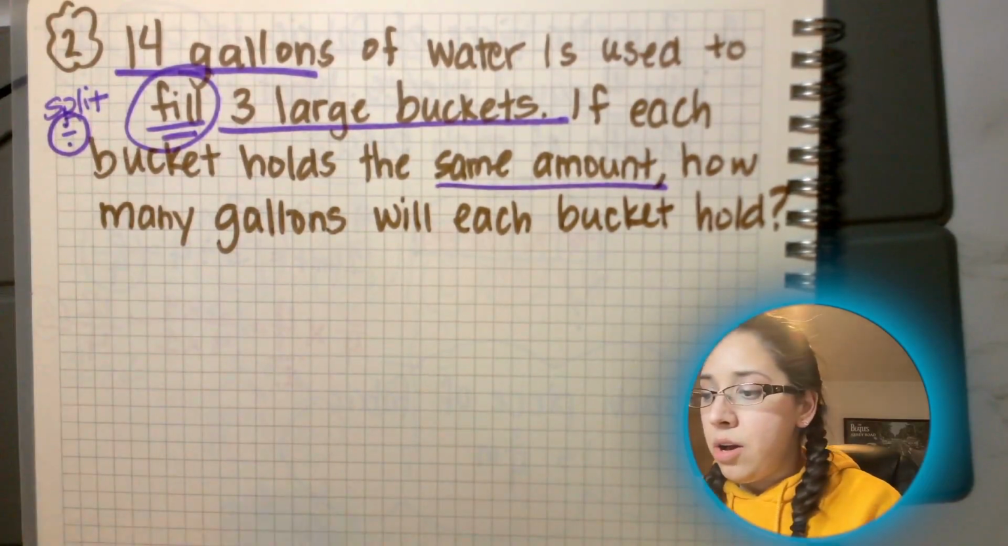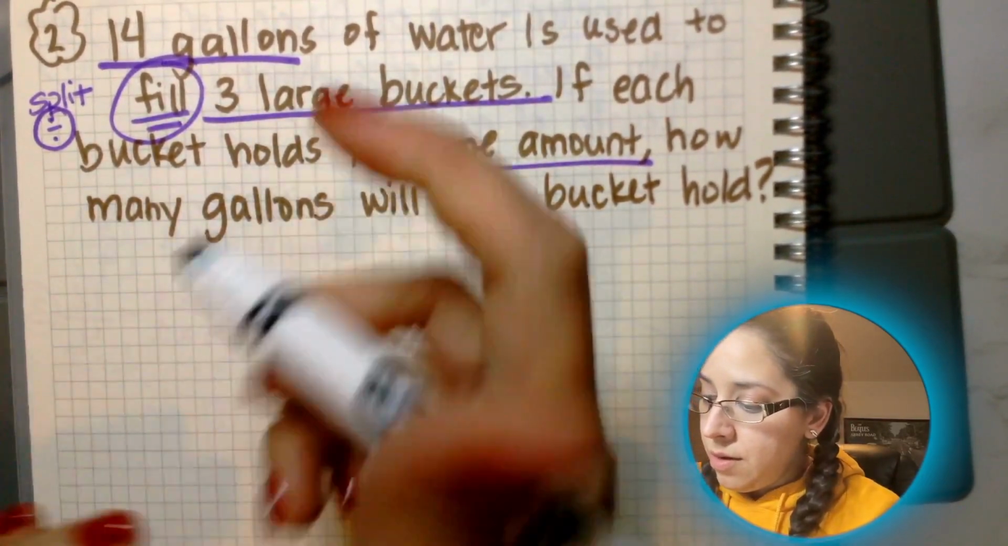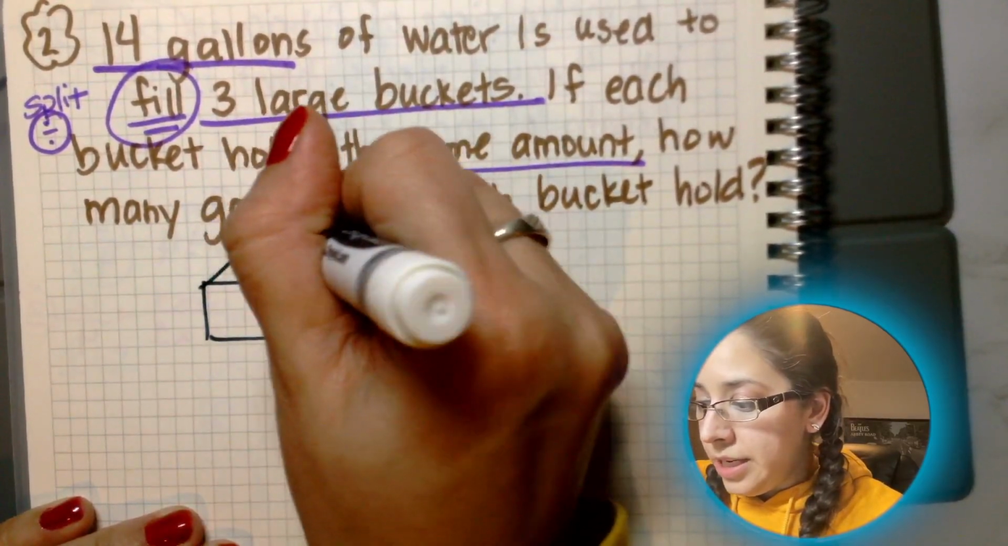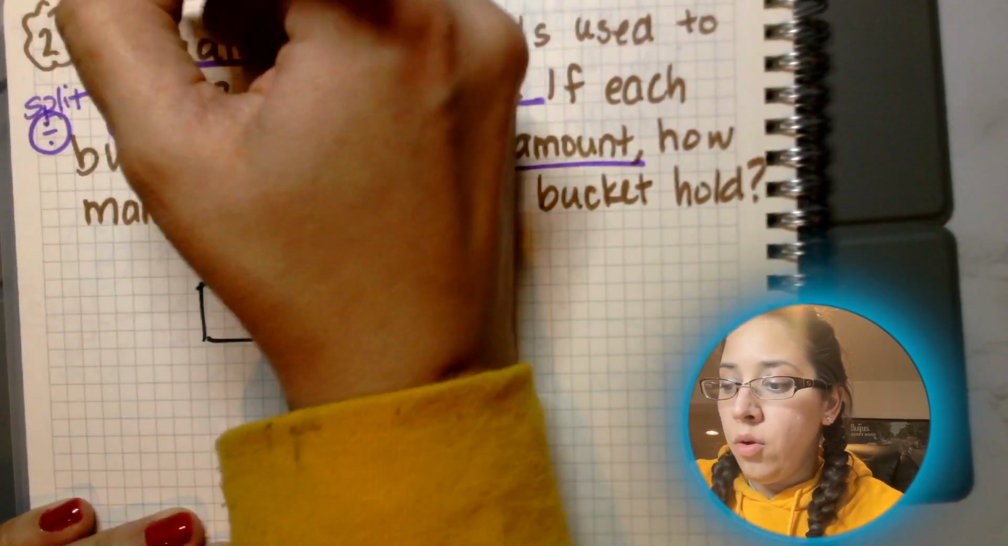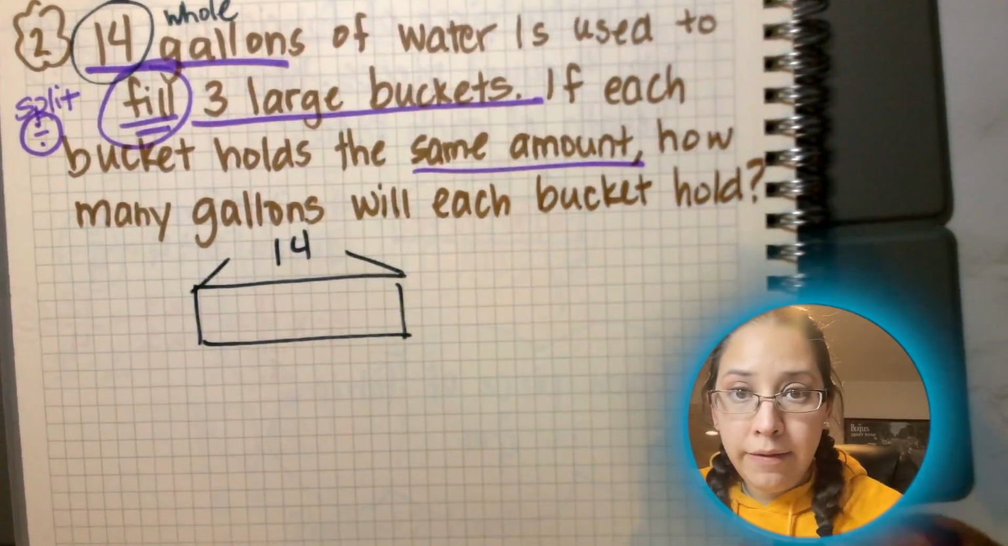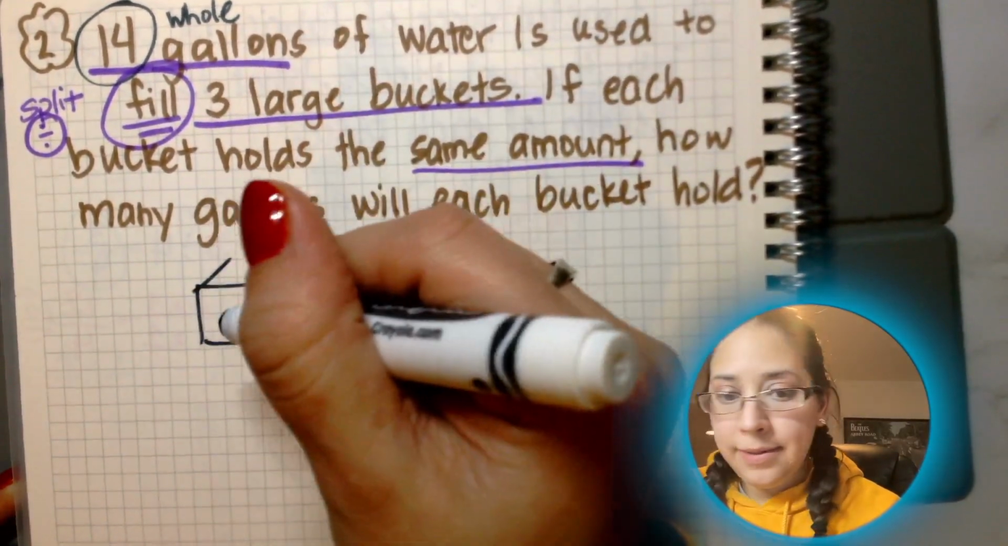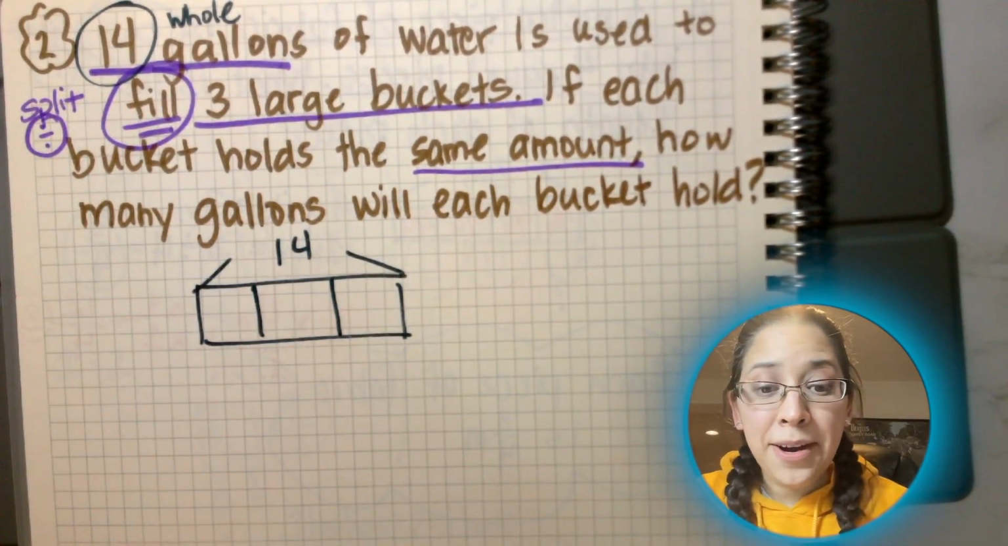So let's draw our tape diagram. My whole is 14. That's my whole. You can even label it if you want. And I'm splitting it into 3 large buckets. With me so far? All right, let's keep going.